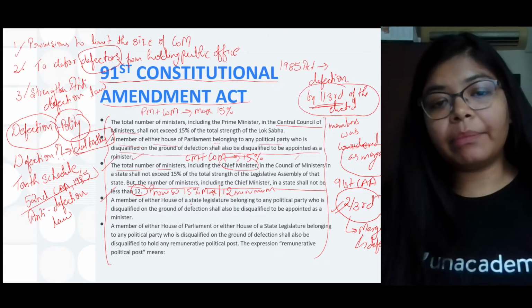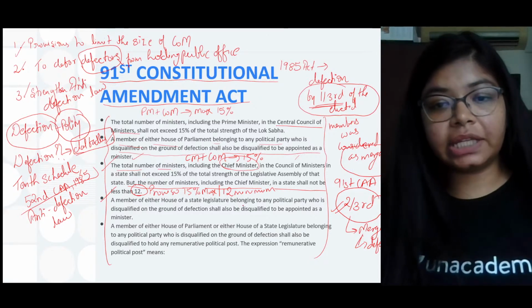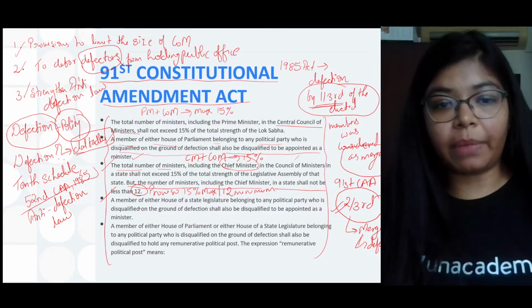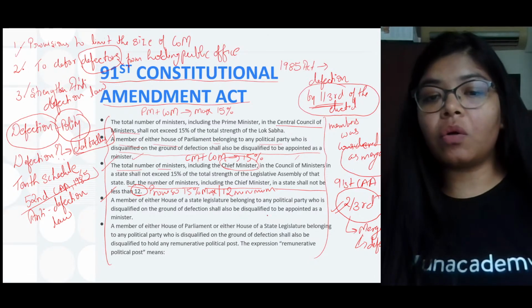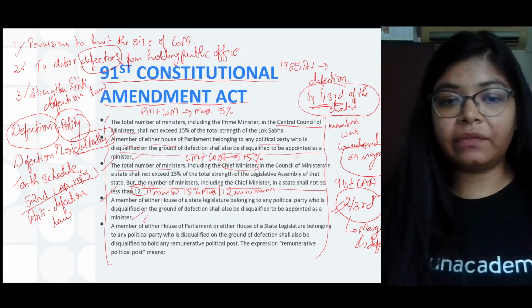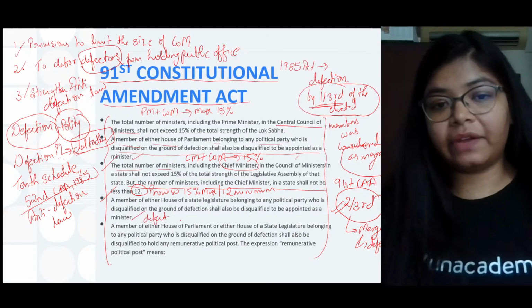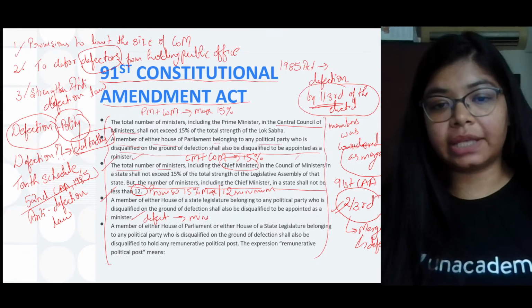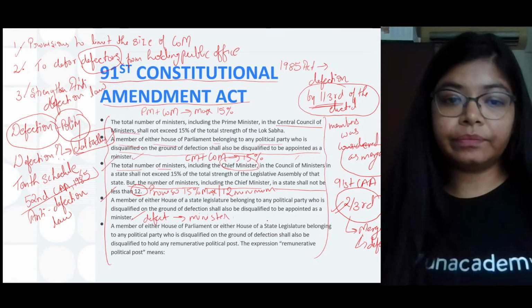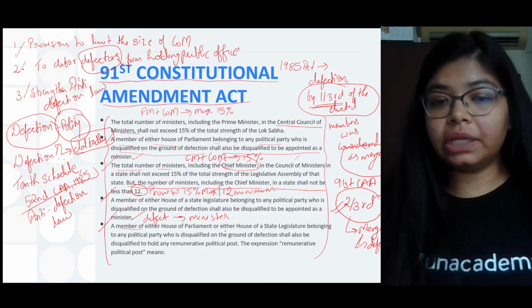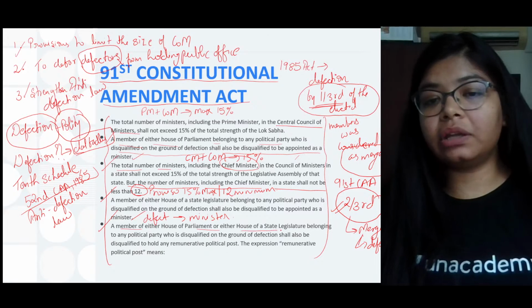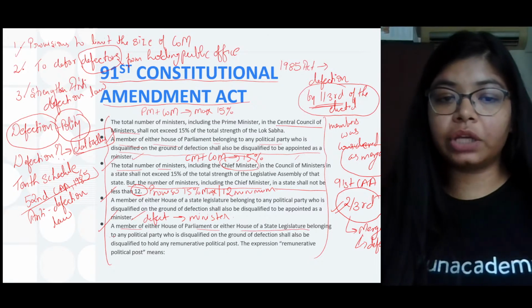Then, a member of either house of a state legislature belonging to any political party who is disqualified on the ground of defection shall also be, ये जो पहले क्या था कि अगर आप defection आपने डिफेक्ट किया है तो आप मिनिस्टर भी नहीं रह सकते. राइट?